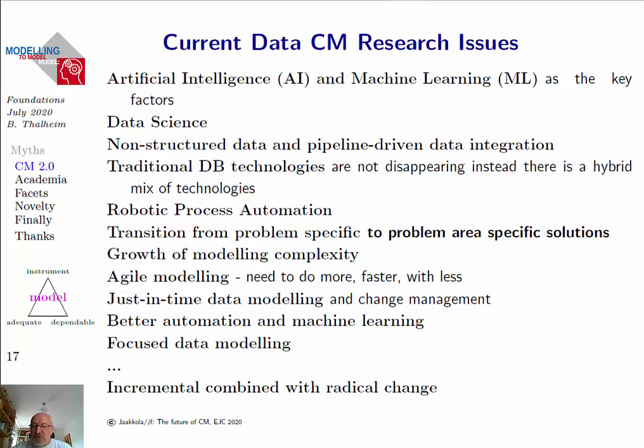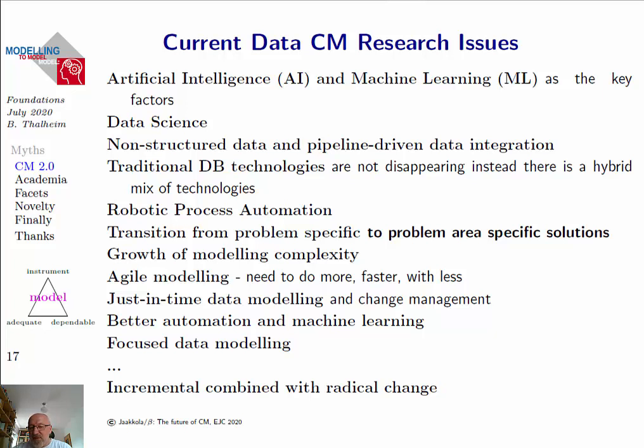We should maybe have a good number of specific problem area solutions. The complexity in modeling the large is still a research topic that will be tackled. Agile modeling, why not? We can do it faster, we can do it more, however, we should be aware of what are the benefits and what are the risks if we go with agile modeling. Just-in-time data modeling becomes very, let's say, interesting.